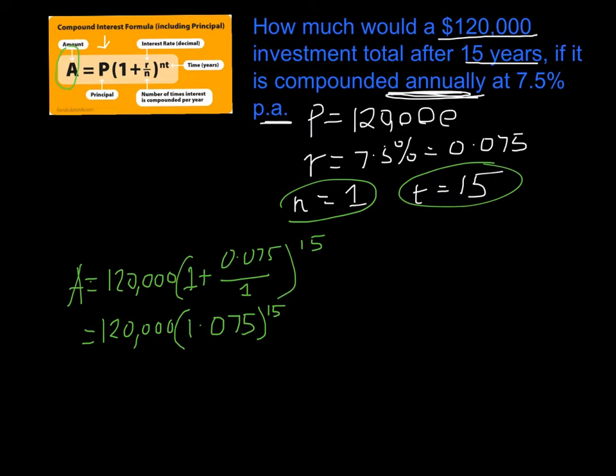So on my calculator, if I do 1.075 to the power of 15, I end up with an answer that is 2.9588, and it keeps going. So on the calculator, I'm just going to automatically multiply that by 120,000, our original principal, and that will give me my answer, which is $355,065.28, rounded off correctly to 2 decimal places.